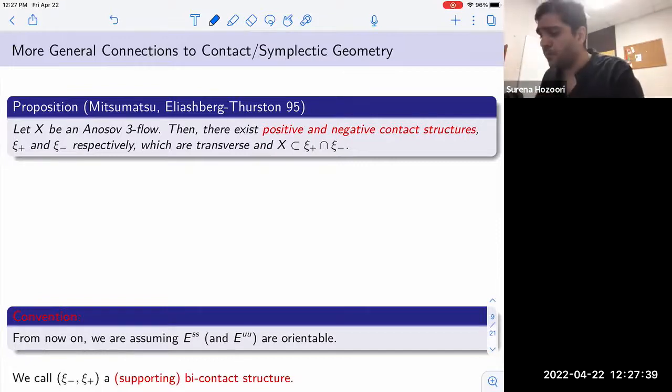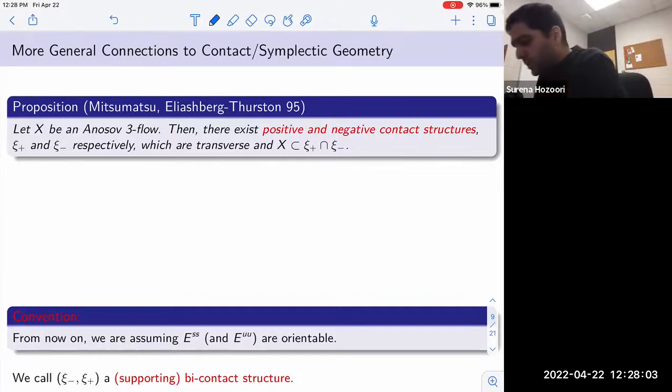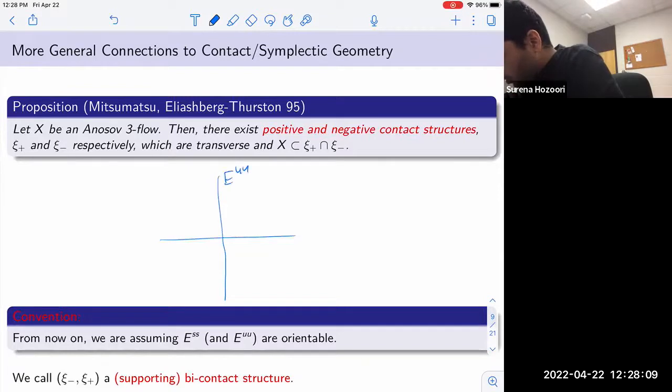It's actually very easy to observe, so it's not really a theorem, let's just call it a proposition. They showed that if you have an Anosov 3-flow, then the vector field generating that flow would lie in the intersection of a transverse positive and negative contact structure. So how can we see that? If I claim that's just a proposition, I should have an easy way to show you that.